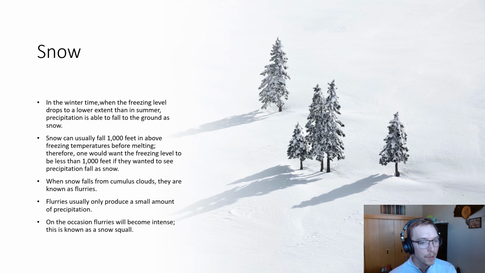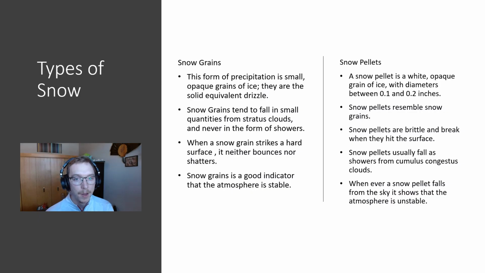Flurries usually only produce a small amount of precipitation. On occasion, flurries will become intense. This is known as a snow squall. So there's a couple different types of snow. You've got grains and pellets. Grains form as smaller opaque grains of ice. They are essentially solid drizzle. They tend to fall in small quantities from stratus clouds and never in the form of showers.